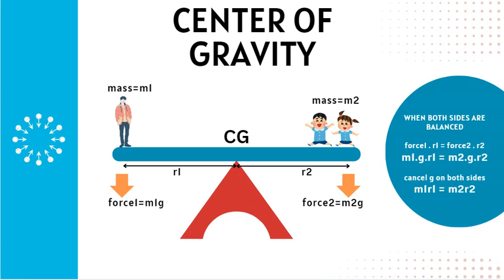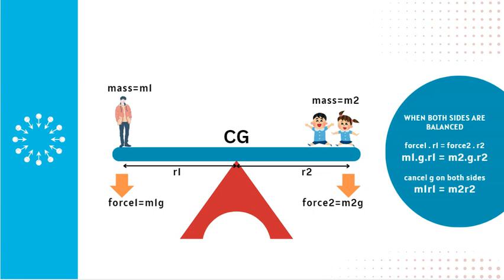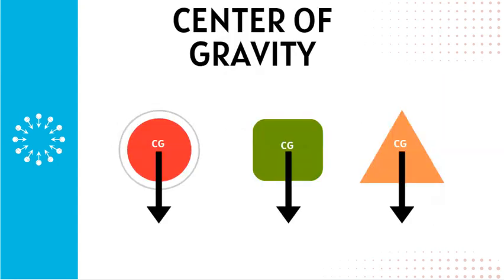The location of the center of gravity is governed by the equation m1r1 equals m2r2. You can observe that it is easy to locate or calculate the center of gravity of regular symmetrically shaped objects like cube, cone, square, rectangular, triangle, etc.